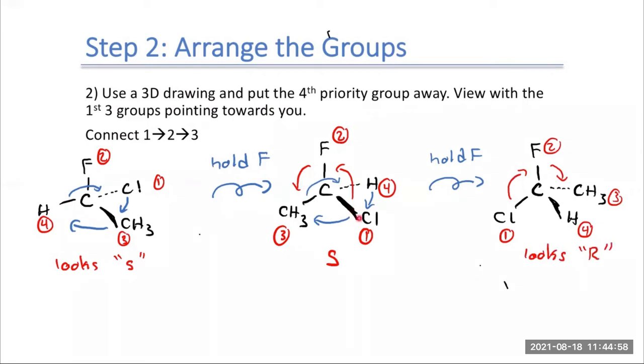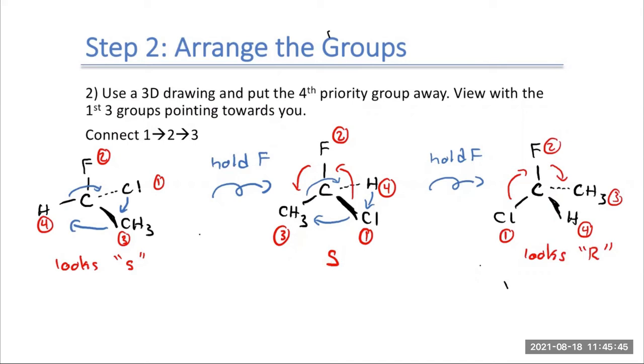So when we have our lowest priority pointing backwards, that's when we can really tell the configuration. If the lowest priority is pointing forwards towards you, it actually looks like the opposite configuration. So that's one thing to keep in mind. If that lowest priority is coming forward towards you, you're actually looking at it from the back side. You're looking at it from the opposite side, which means you get the opposite looking configuration. But if you tried to tell me this was an R configuration, that would be incorrect. It just looks like it's R. It's not actually an R configuration. It's actually S.